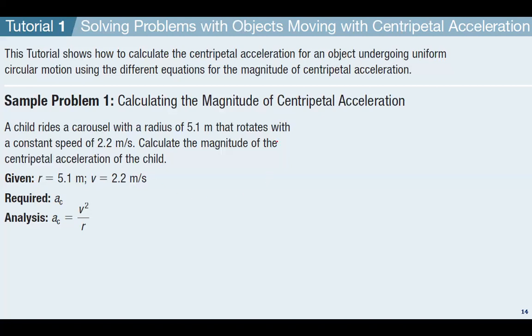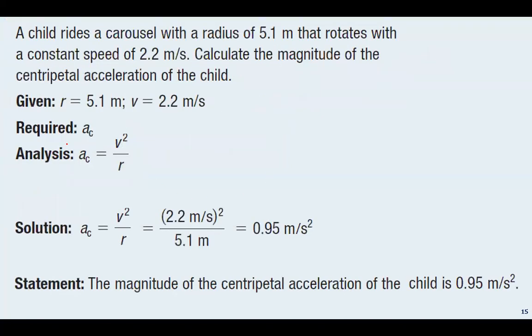All right, I think you should finish now. Let's have a look at the solution together. So this question is pretty straightforward, right? We are given the following information. We know the radius of this uniform circular motion, which is 5.1 meters, and the speed of this motion is 2.2 meters per second. And we need to calculate the centripetal acceleration AC.